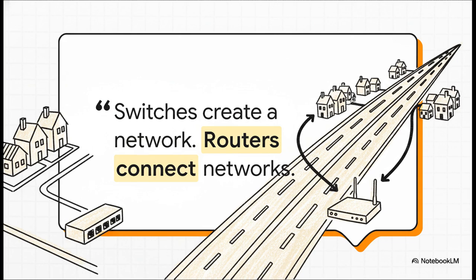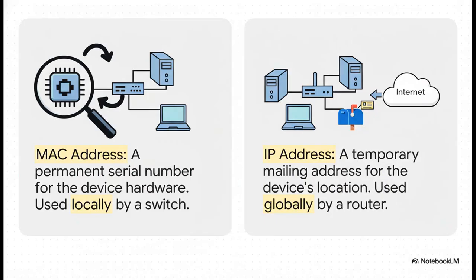Think of it like this. A switch builds your local neighborhood, connecting all the houses on your street. The router builds the highway that connects your neighborhood to every other neighborhood in the world. This is why they need two different kinds of addresses. That MAC address we talked about, it's like a permanent serial number for the device itself. It never changes. But an IP address, that's more like a temporary mailing address. Your device gets assigned one when it connects to the internet, and that address tells the rest of the world where to send stuff. So the switch uses the local serial number, and the router uses the global mailing address.